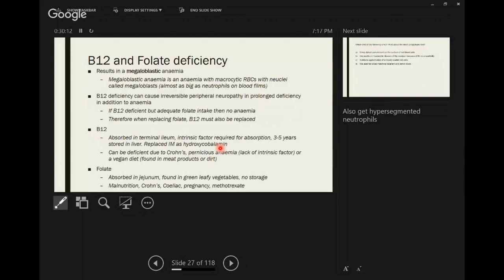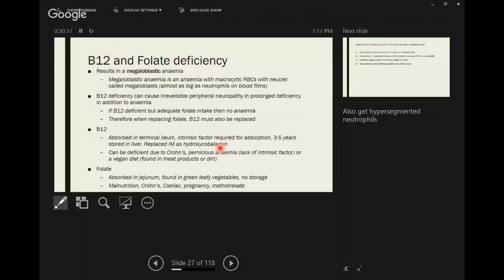In B12 and folate deficiency, you get a megaloblastic anemia. Megaloblastic is pathognomonic of B12 and folate. So it doesn't just mean they're macrocytic, it refers to nucleated red blood cells, which are oddly shaped. And that's because they're not formed properly. So they're almost as big as neutrophils on blood films. And this is because B12 and folate are involved in DNA synthesis. So you also get hypersegmented neutrophils.